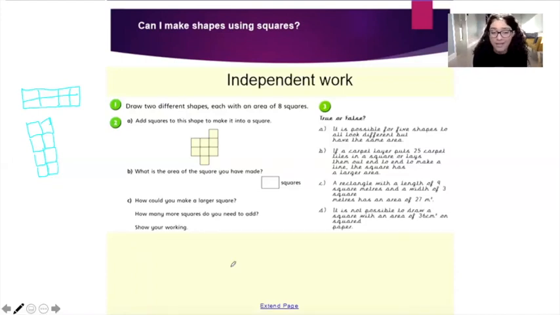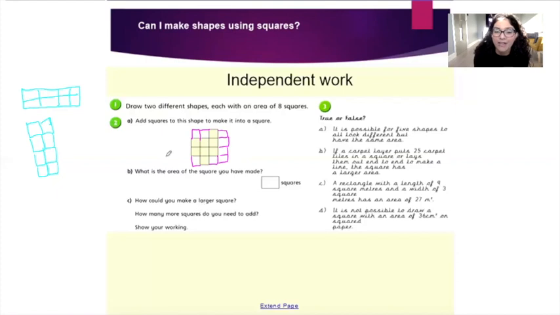Question 2, part A: add squares to this shape to make it into a square. So we have this shape over here and we need to make it into a square. What I'm going to do is add one square here, one square there, one square there, and one square there. However, it's not a square yet because a square has to look equal, and at the moment it looks like a rectangle, but now it looks like a square. The way to check that it's a square is it should have the same number of squares going along this way and the same number of squares going along this way. And that's true because there are 4 going down and 4 going across.